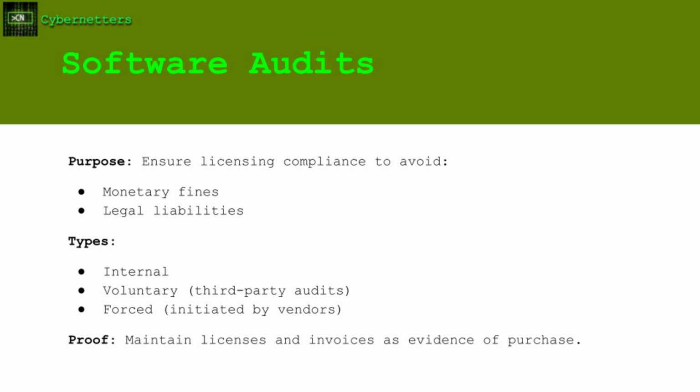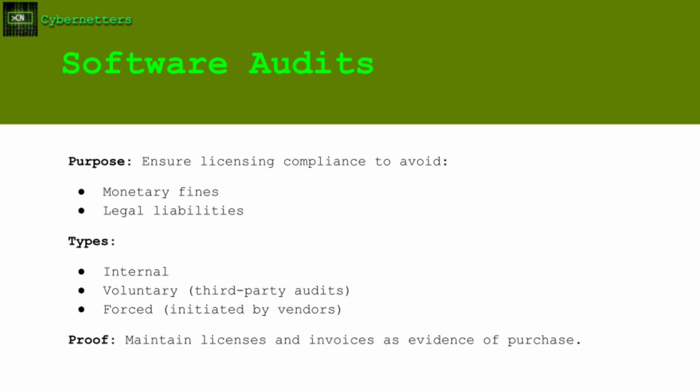Let's talk about software audits, which are like routine checkups for your software licenses to ensure everything's in order. So why are audits important? They help make sure your organization is compliant with licensing rules and avoid monetary fines. These can add up fast for unlicensed software, or legal liabilities, including lawsuits or penalties.